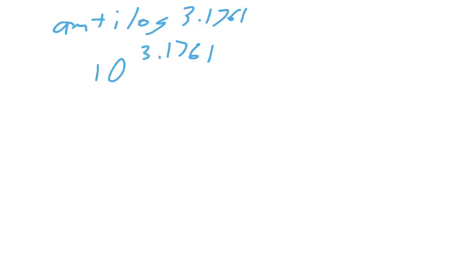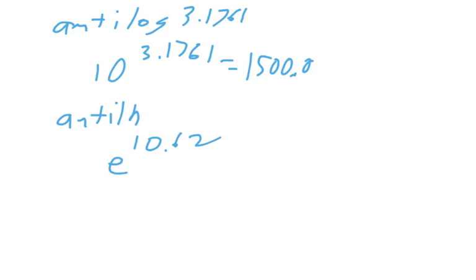Alright, for the antilog of 3.1761, we use base 10, so 10 to the 3.1761. I'm not sure if these are actually going to be on the test, but antilog means to take 10 to the power, so we're going to get 1500.0. And if it says anti-ln, that just means e to the 10.62, which gives an answer of 40,945.6.